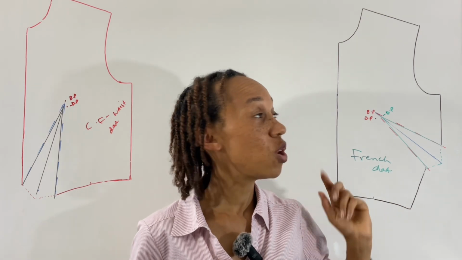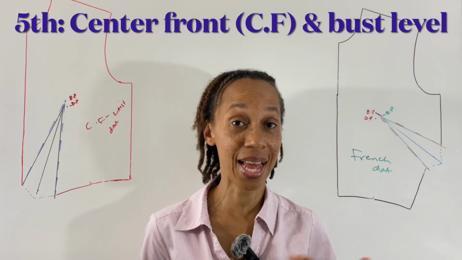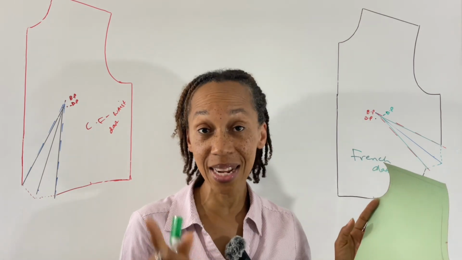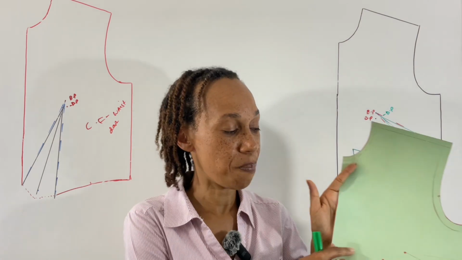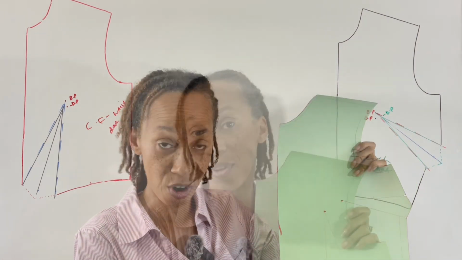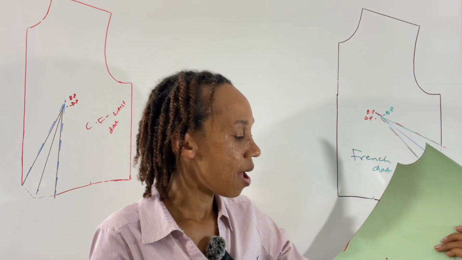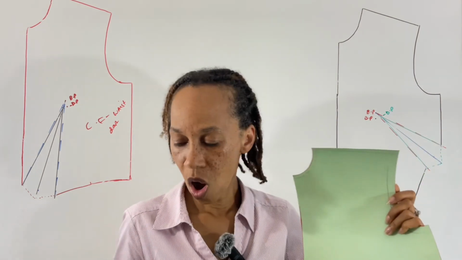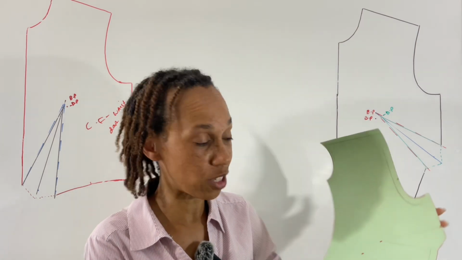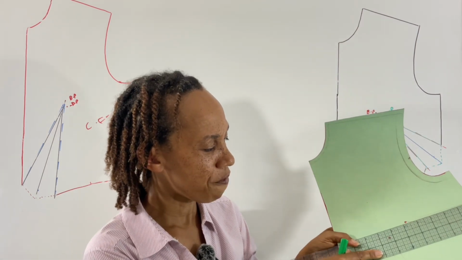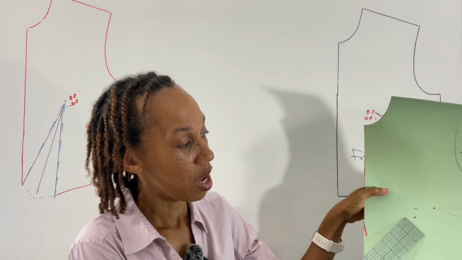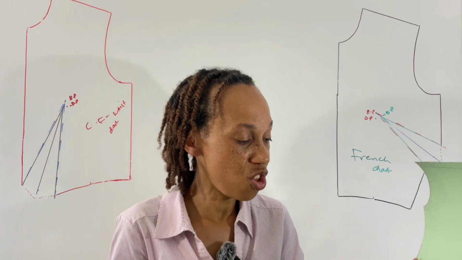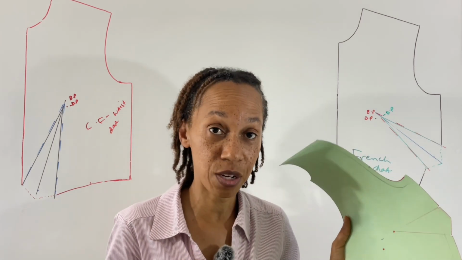And this is going to be located at the center front and the bust level. Because it's going to be at the center front and the bust level, you need to create a line that is perpendicular to the center front. For this, on your sloper, or if you're using a pattern, go up 5/8 of an inch on your paper or pattern to get that bust point. You can mark it like that. Once you have this, you can create a perpendicular line from the center front to this.